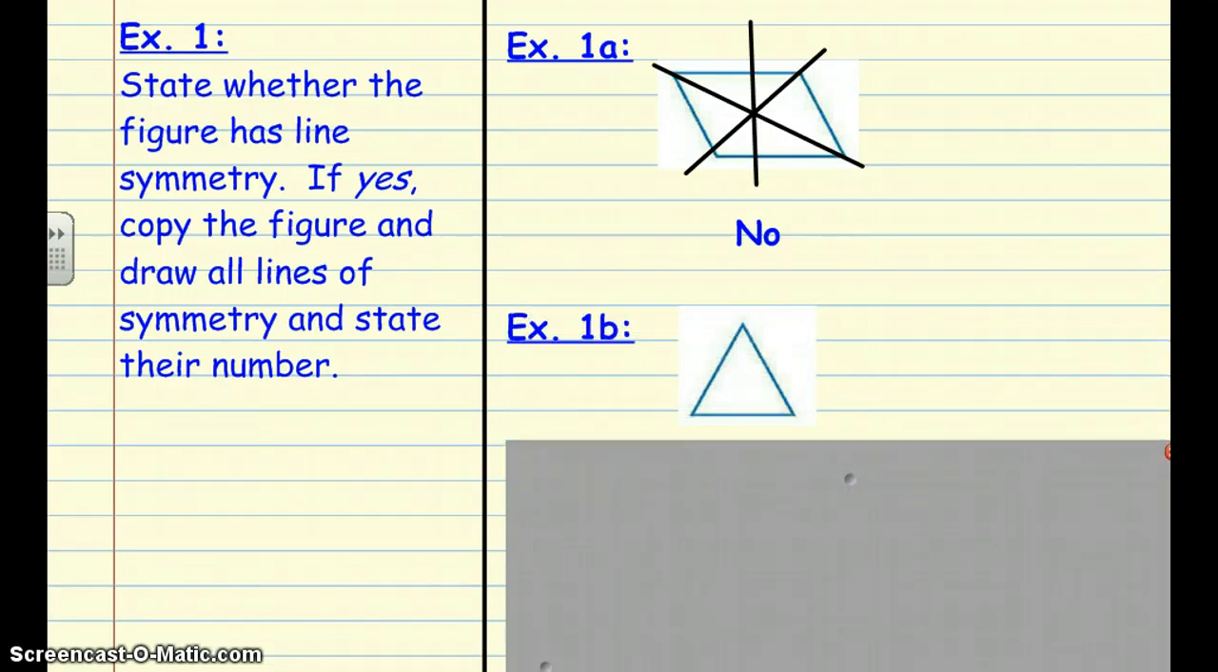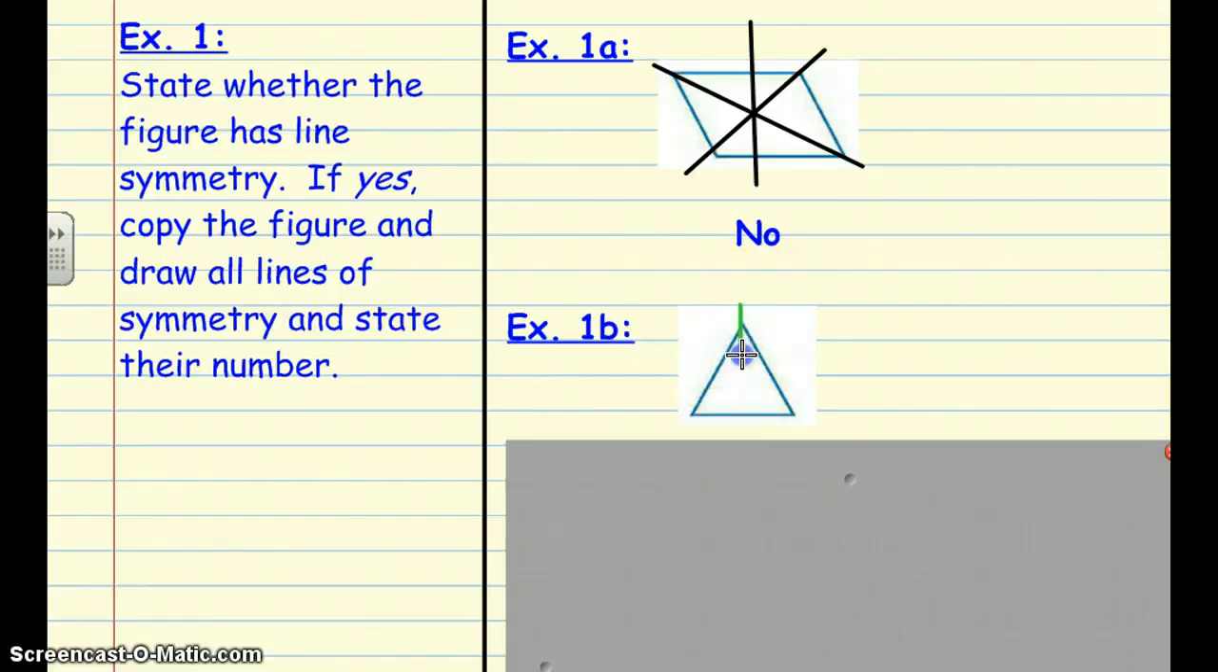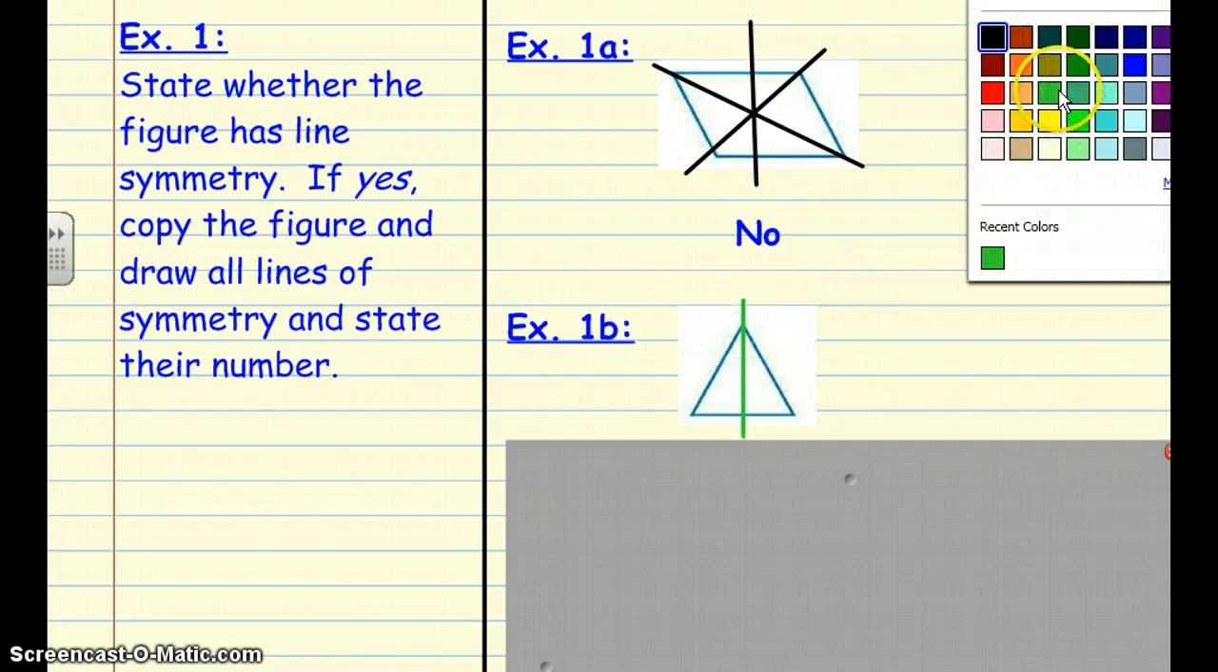The second one is this equilateral triangle. I'm going to do the same thing. I'm going to grab a line, pick a different color, and I know that I can draw a line from its vertex straight through. Try to move it over a little bit so it matches. So there's one of them, and if I do it again, I can do that from each of the other two vertices.